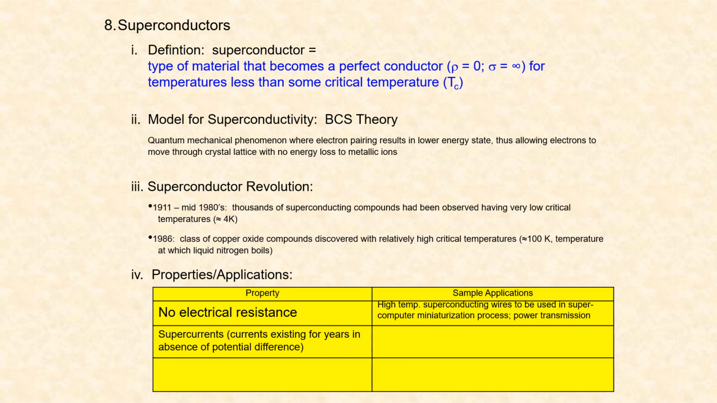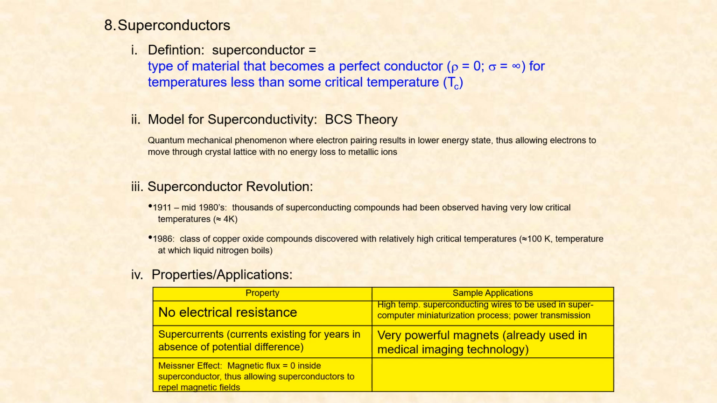Supercurrents are currents existing for years in the absence of a potential difference. So without any electrical resistance, we can produce a current with a given voltage that will exist even when the source of that current is no longer there. So this is used in today's technology. Very powerful electromagnets used in medical imaging, like MRI machines, make use of these superconducting magnets.